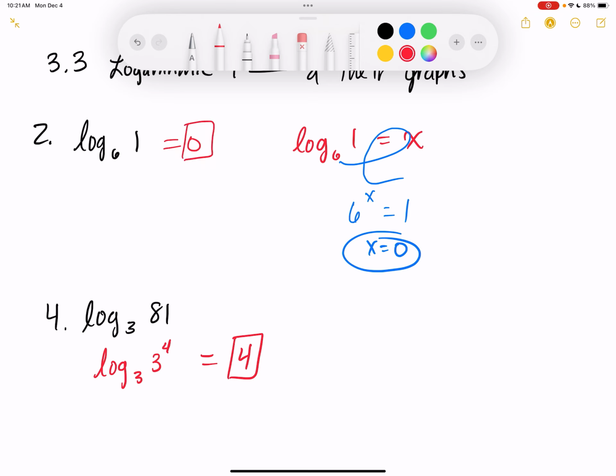Now, I'm trying to show you this so you see where the properties are coming from. But again, we could do this as log base 3 of 81 is equal to x, and then have 3 to what power is equal to 81, and you could figure it out that way.